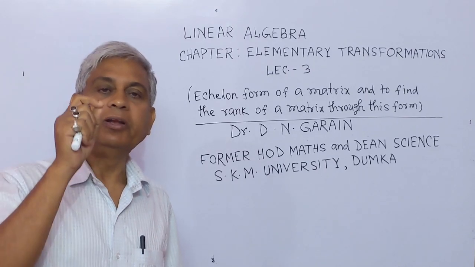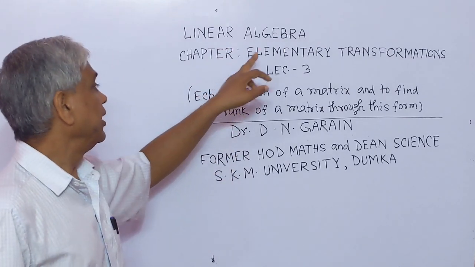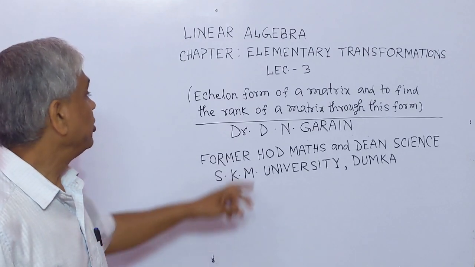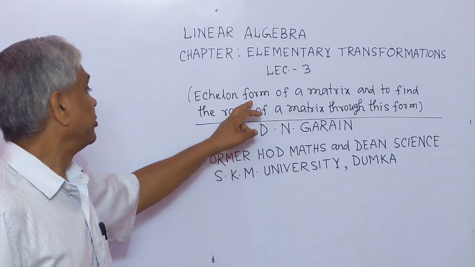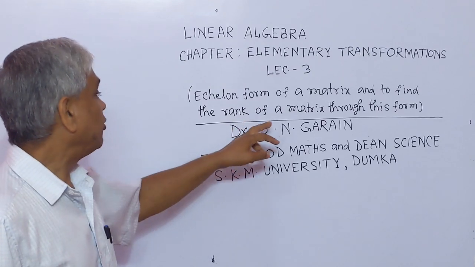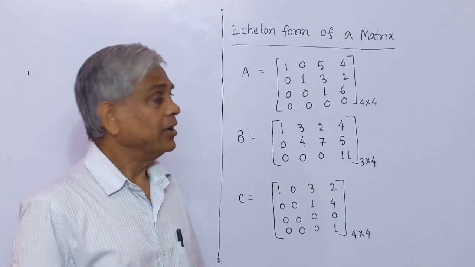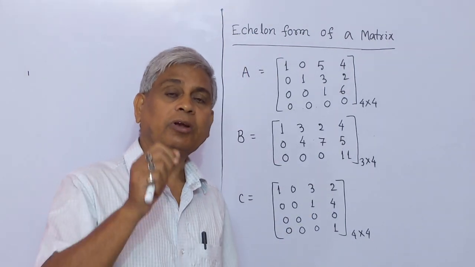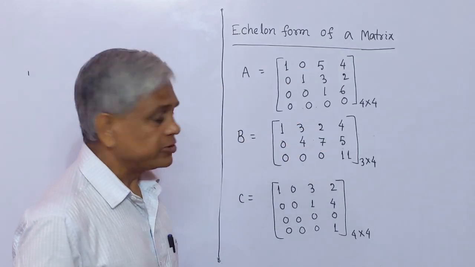Today, I will deliver a lecture on linear algebra, chapter elementary transformations, lecture number 3, in which I will discuss the echelon form of a matrix and how to find the rank of a matrix through this form. Before defining the echelon form of a matrix, I would like to draw your attention to these examples.